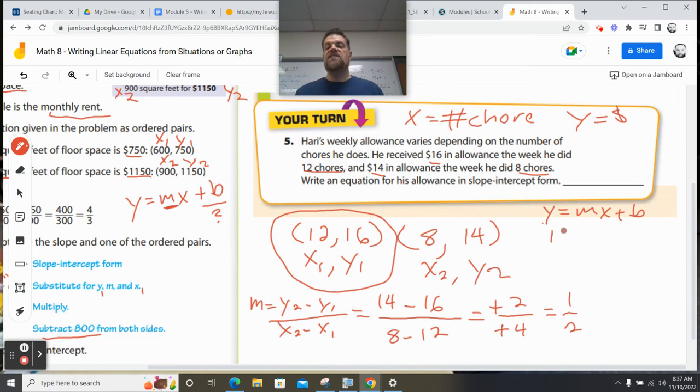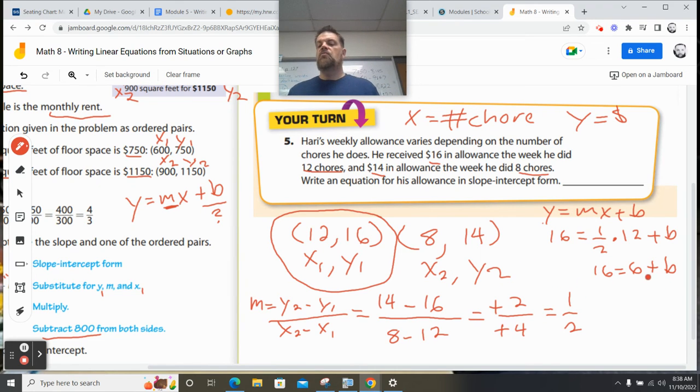My Y value is 16. My slope is 1/2 times X. In this particular case, it's going to be 12 plus B. What's 1/2 of 12? 6. So 16 equals 6 plus B. What do I do to get B by itself?